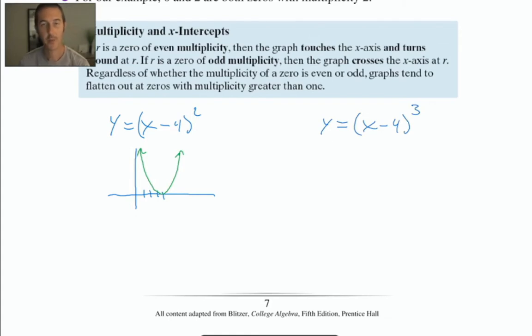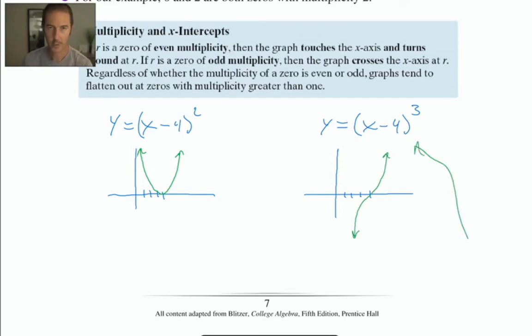What about y equals x minus 4 to the third? This graph, 1, 2, 3, 4, looks like this, more or less. What's the zero of this function? Still positive 4. What's the multiplicity of that zero? Now it has a multiplicity of 3. So it has an odd multiplicity. And look what happens at the zero. The x-intercept, our graph is crossing the x-axis.